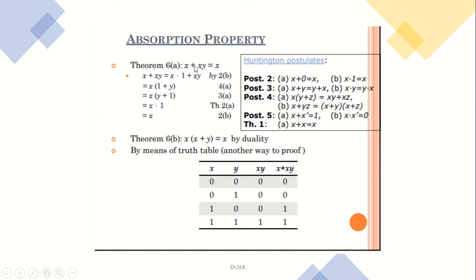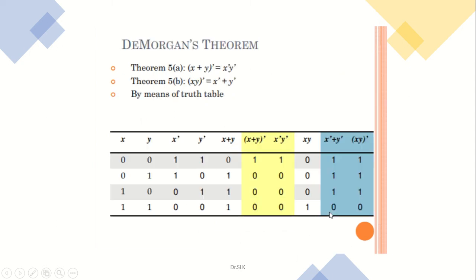So here a plus is there, so instead of that you move multiplication, and here between this xy you are having a multiplication, so that could be given as your x plus y. So x into x plus y which is equal to your x. This is by your duality. By means of truth table, it can be proved. So x plus xy has been proved.